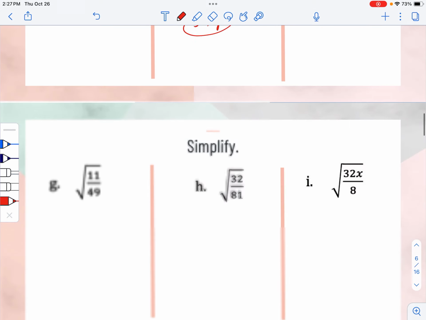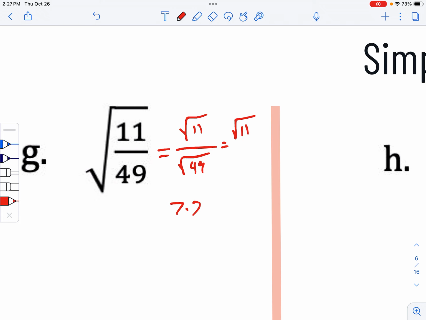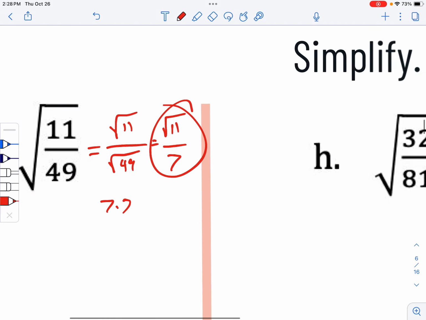Okay, what else do we got here? Okay, some more fractions. I don't want a fraction underneath the square root or the radical, so I'm going to break that up into the square root of 11 all over the square root of 49. Well, 49 is 7 times 7, so basically this is the square root of 11 over, well, square root of 49 is 7, so that's simplified.